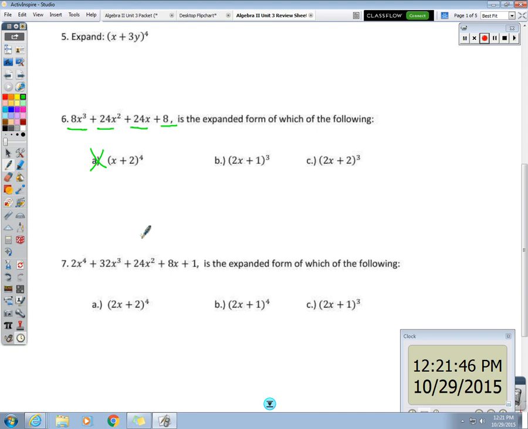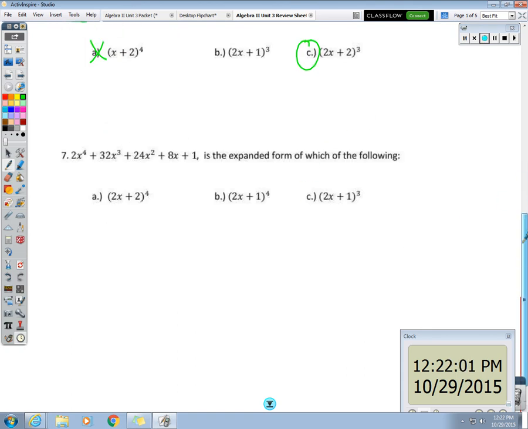Right? A lot of people, though, wouldn't know that, and you would work each one of them out, right? But look at what you have to do. The last number is 8. Is 1 cubed going to give you an 8? Is 2 cubed going to give you an 8? Yes.